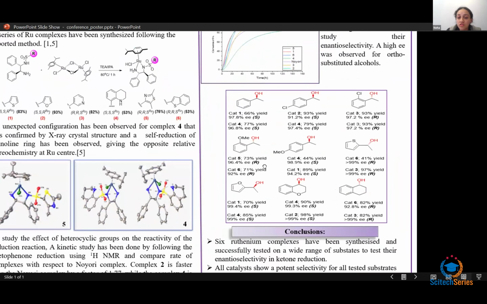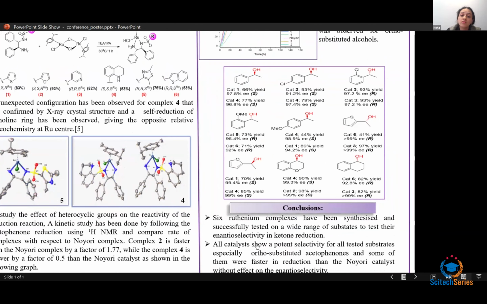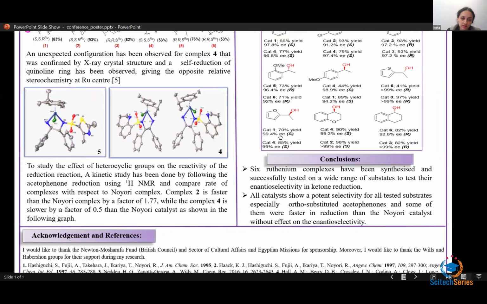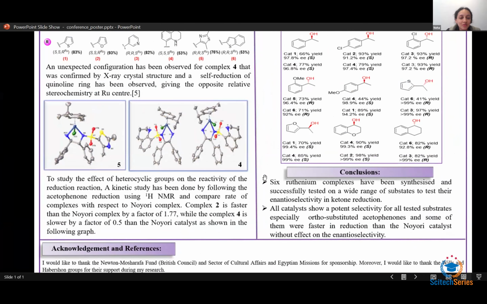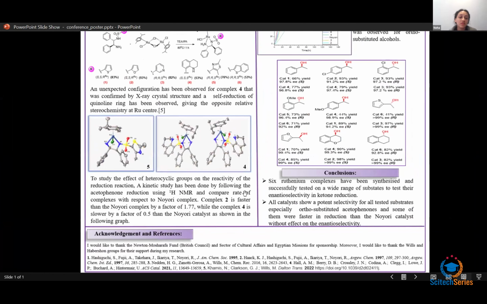In conclusion, we succeeded in making 6 complexes, characterized them well, and tested them on a wide range of substrates. We found that these catalysts show good selectivity for all tested substrates, especially ortho-substituted acetophenones, and some of them were faster in reduction than the Noyori catalyst without affecting enantioselectivity. So yeah, thank you for listening to me. And I would like to thank my supervisor and my funding.